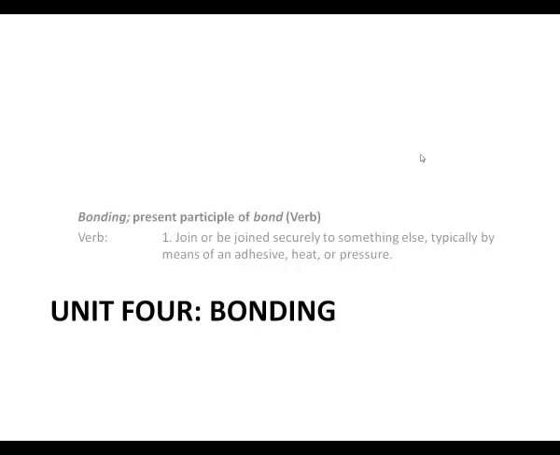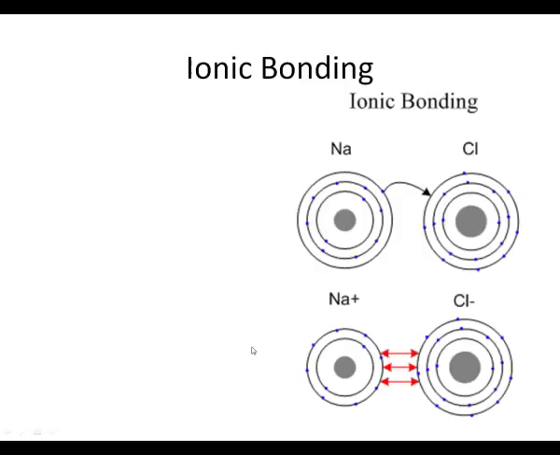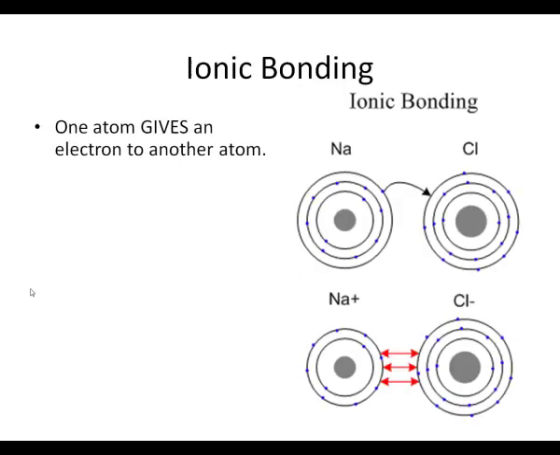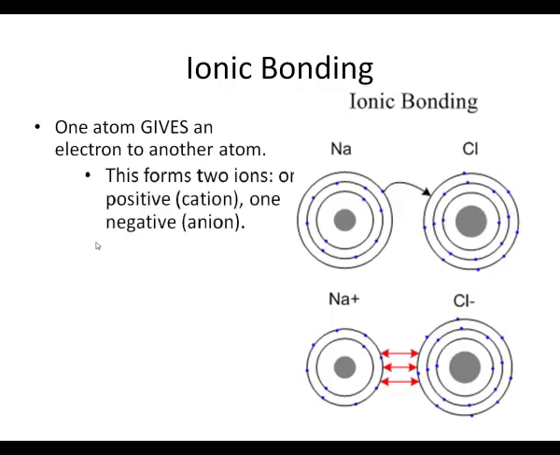Here's your review on Unit 4, which covers bonding. So there were 3 different types of bonding that we learned about. The first one was ionic bonding. An ionic bond is formed whenever one atom gives an electron to another atom.